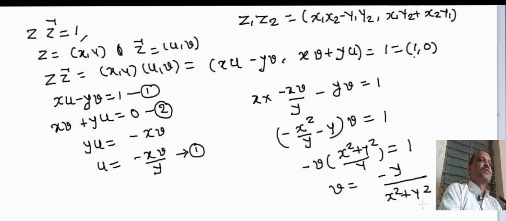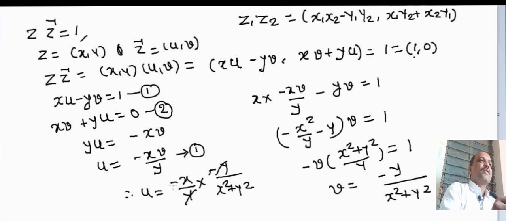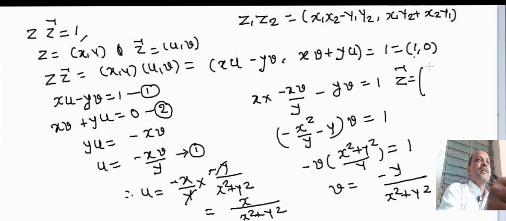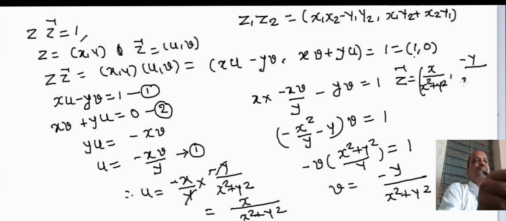So let us put here u equal to, therefore come again, minus x divided by y into minus y divided by x square plus y square. Y gets cancelled, minus minus becomes plus. So x divided by x square plus y square. So friend, you can see that I have z inverse in terms of x and y. Now z inverse is equal to u. What is u? x divided by x square plus y square comma minus y divided by x square plus y square. So here I have a multiplicative inverse.